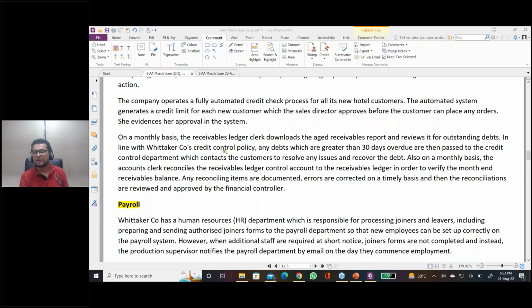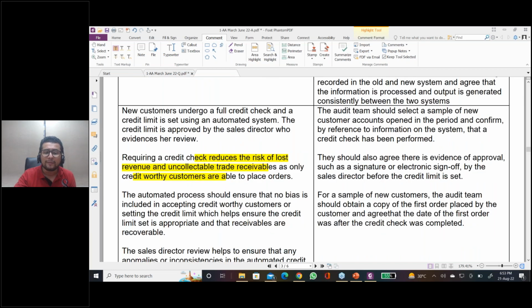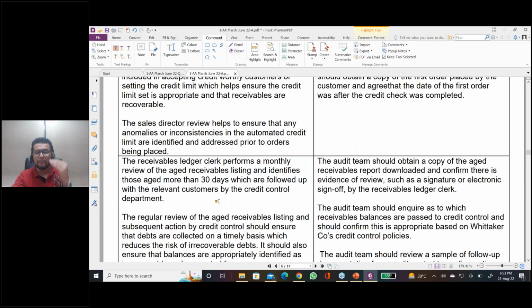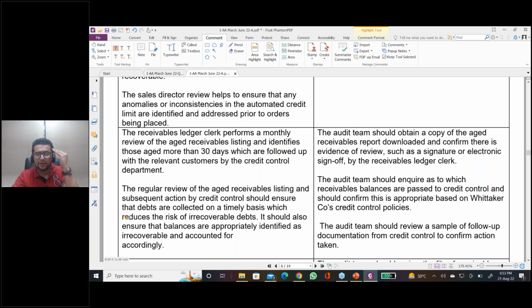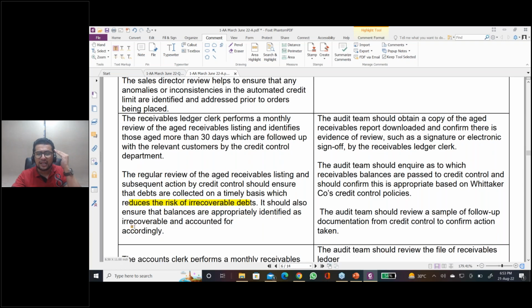That's fantastic. They are performing the aged receivable reconciliation. They are performing the review. They are making sure anyone who crosses the 30-day period should be chased up on a regular basis. This also will ensure that the bad debts are minimized. This reduces the risk of irrecoverable debts. This ensures that the irrecoverability of receivables should be identified on a timely basis.